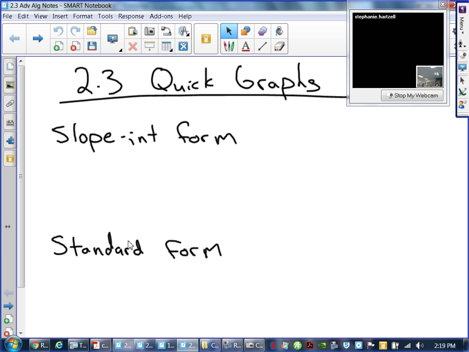Every lesson. Quick graphing. You guys were never taught this. Kind of a shame. Quick graphing is awesome. But I want to start with just a quick reminder: what is slope-intercept form? Y equals mx plus b. Good.